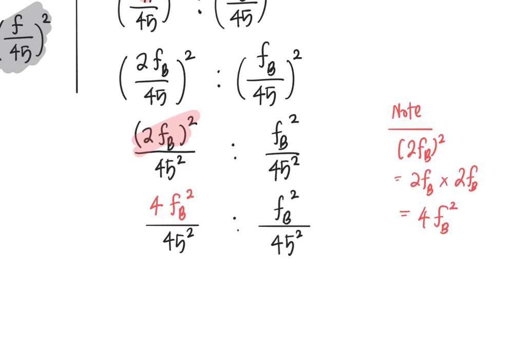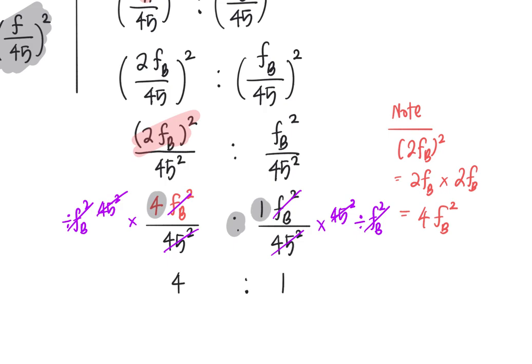And from here, let's refresh our memories. So Mr. Tan is going to multiply 45 squared on both sides and divide by frequency B squared, the square of frequency B, on both sides. And when that happens, also take note that there's a 1 down there. And at this moment, we can then see the final answer, the ratio between the tensions of A and B, 4:1.